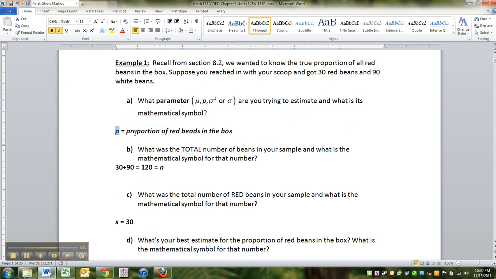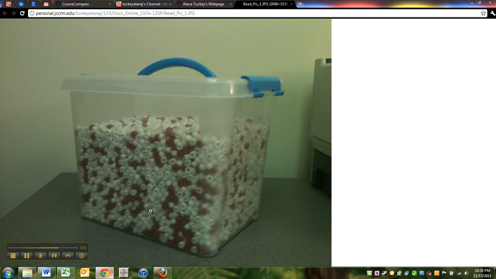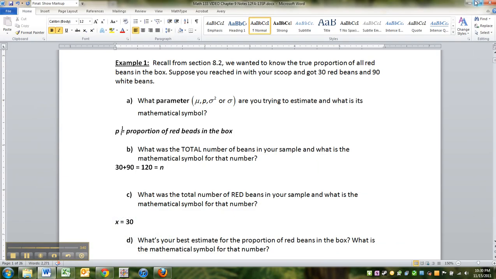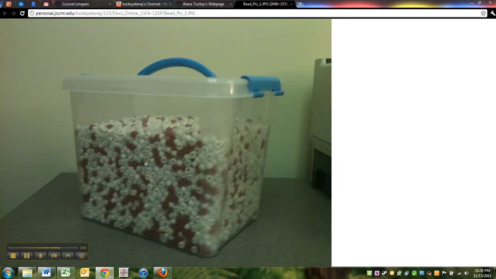Do you know what p actually was? Well, no. If you don't pull up this box and count every single bead in here, you don't know. And of course, the beads are just a metaphor. Let's pretend the white beads are the people that are going to vote for, I don't know, a new tax, and the red people are the people that are not. Or the white people are the people that are going to give away Christmas presents this year, and the red people are the people that are not.